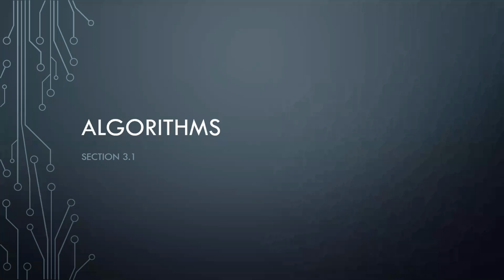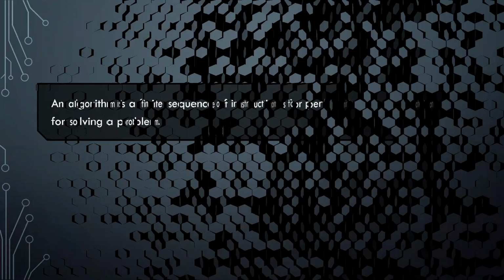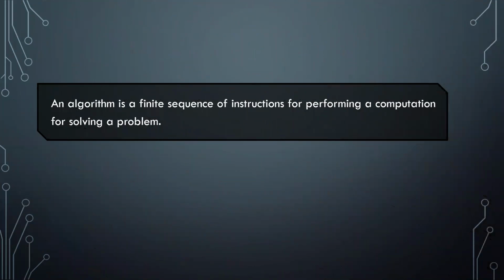Section 3.1, Algorithms. An algorithm is a finite sequence of instructions for performing a computation or solving a problem.